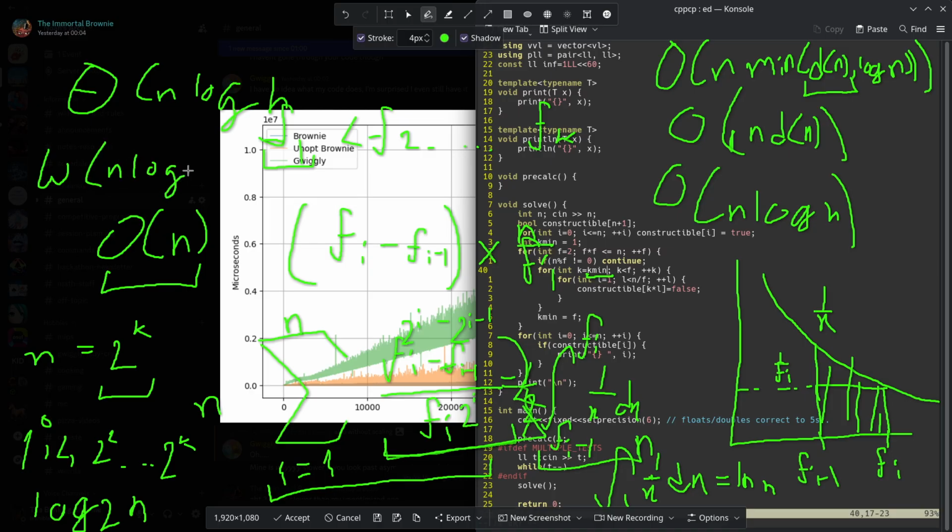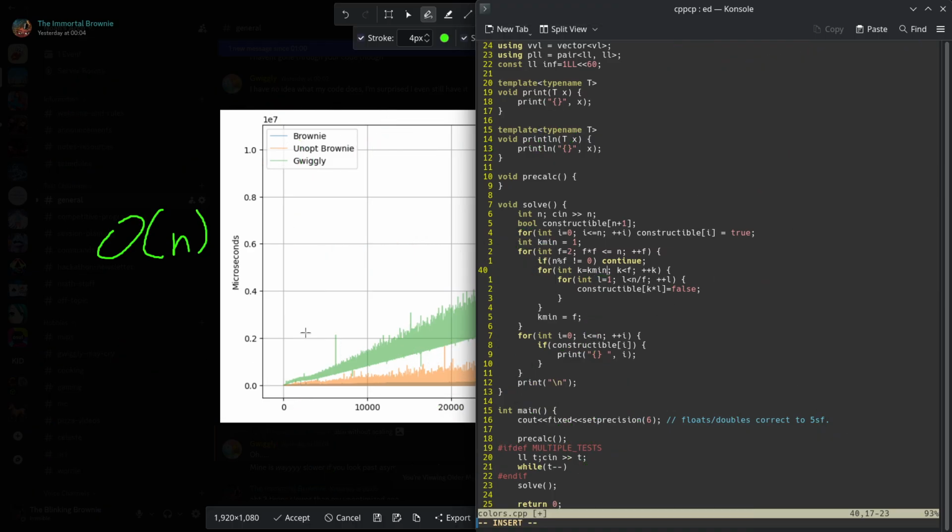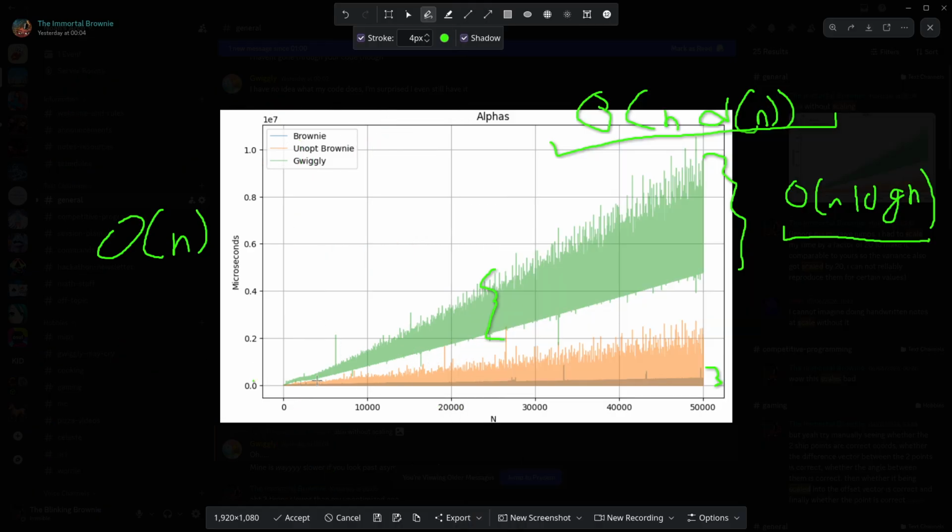So yeah, it's theta of n log n. And yeah, that's the final time complexity of the solution. Let me know if you can do better.